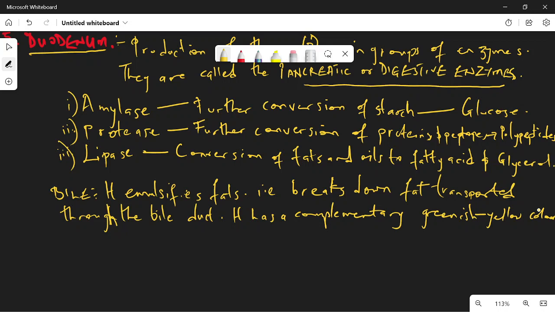So it is also found produced in the duodenum, and its function is to break down or to emulsify fat. That is its own function. Its function is to break down and emulsify fat. Are we together? It emulsifies fat. That's its function. So that is what happens in the duodenum.